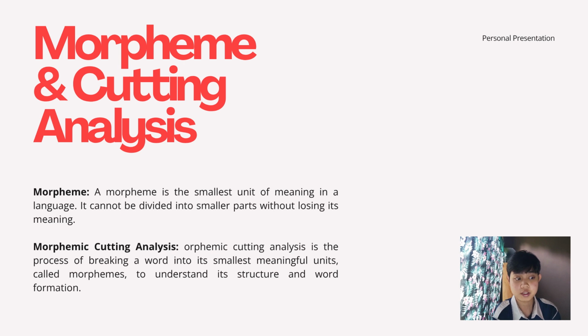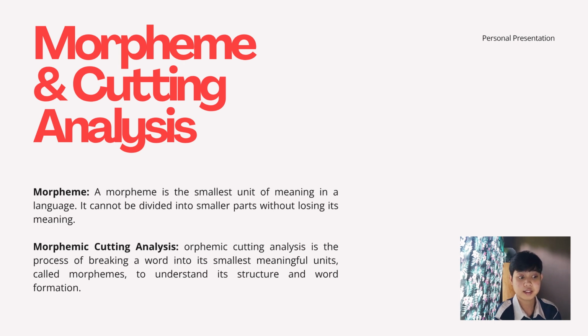A morpheme is the smallest unit of meaning in a language. It cannot be divided into smaller parts without losing its meaning. In other words, it is a part of a word that carries meaning and cannot be further divided without changing or losing that meaning.